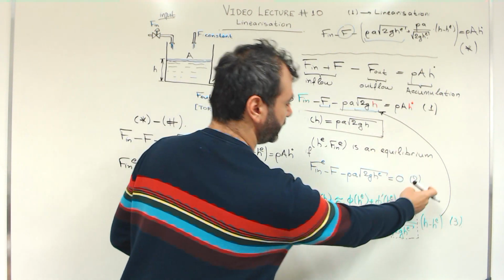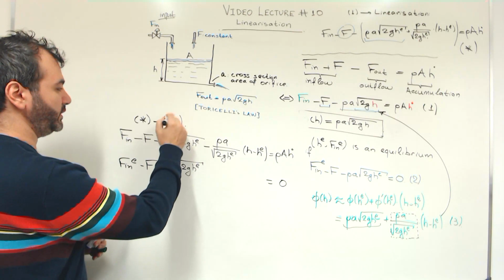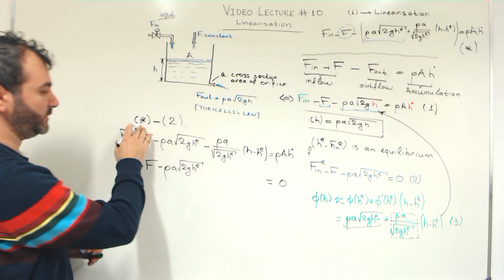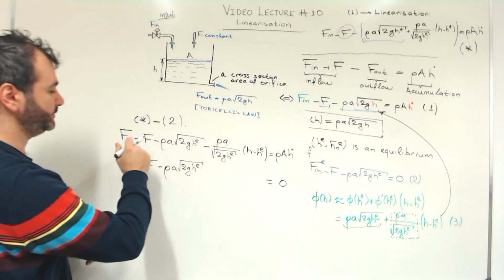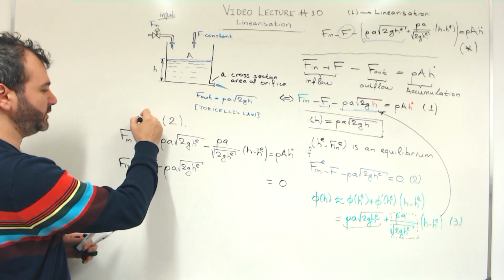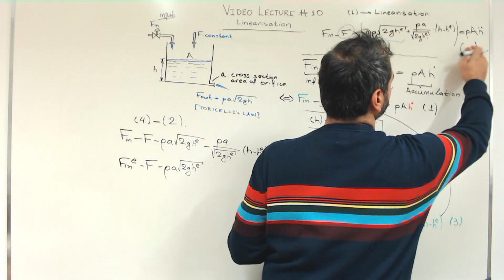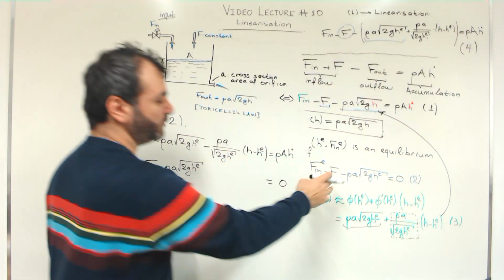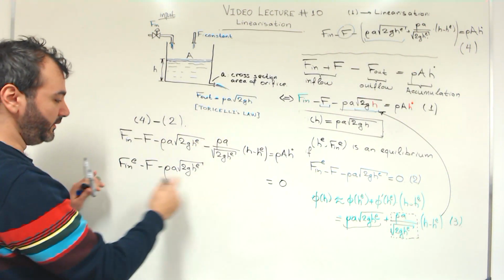Sorry, I meant before equation number 2. So equation star, asterisk, minus equation number 2. Actually, we can call that equation number 4. That is equation number 4. This is equation number 2. I have copied them here.